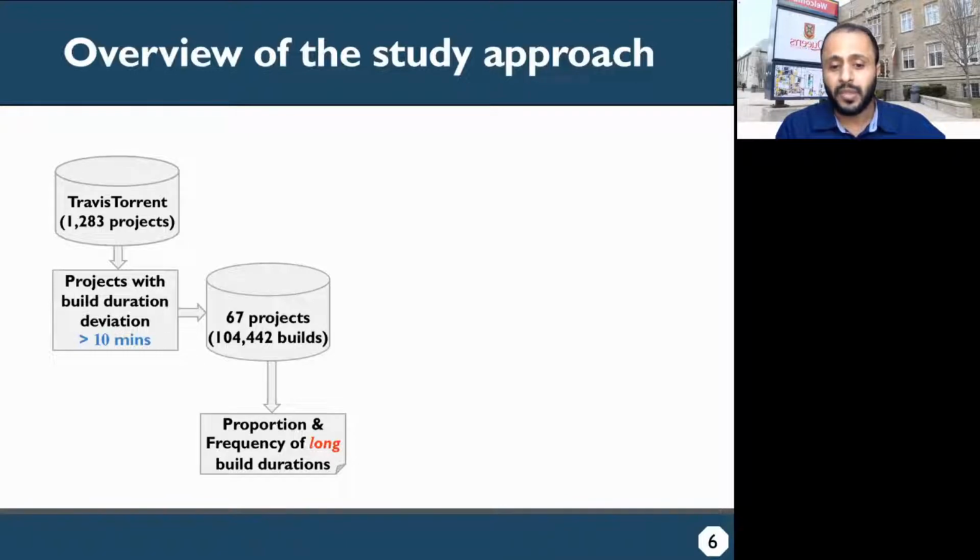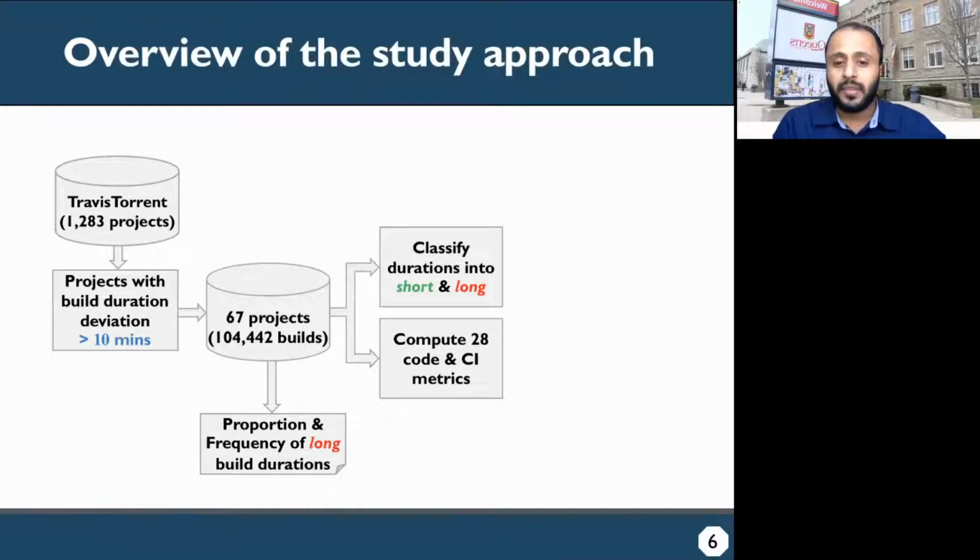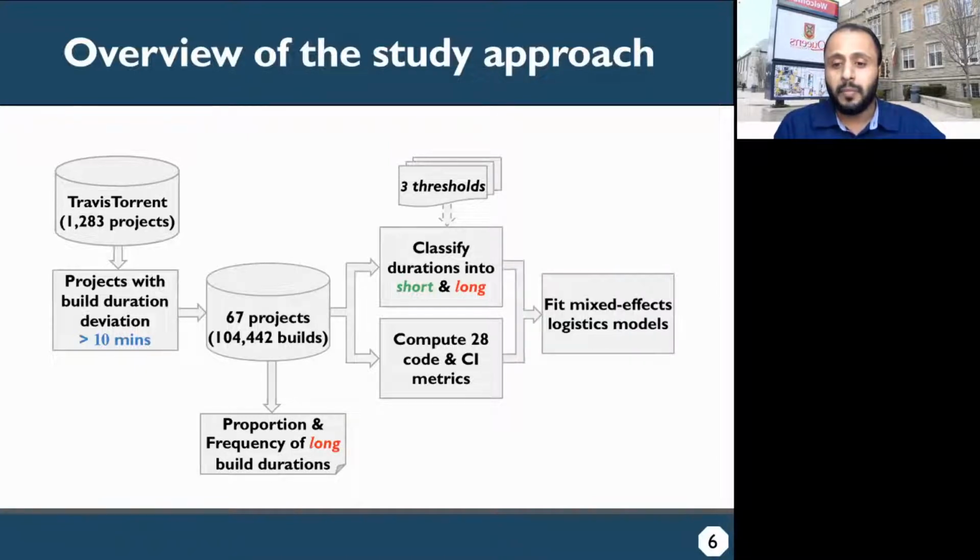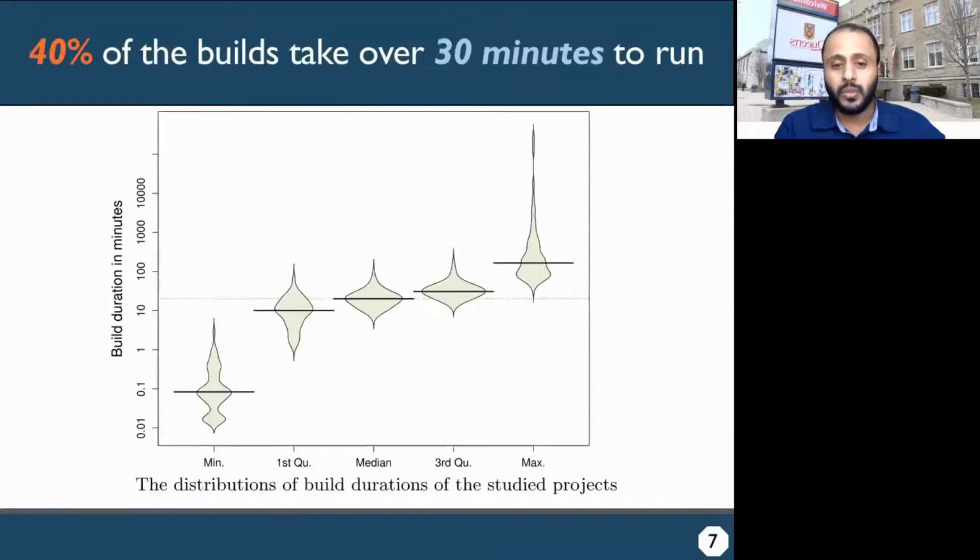From these projects, we study the proportion and frequency of long build durations. Then we classify builds into short and long using 3 thresholds, and collect 28 code and CI metrics across 3 dimensions, and build mixed effects regression models to understand the factors that are associated with long build durations.